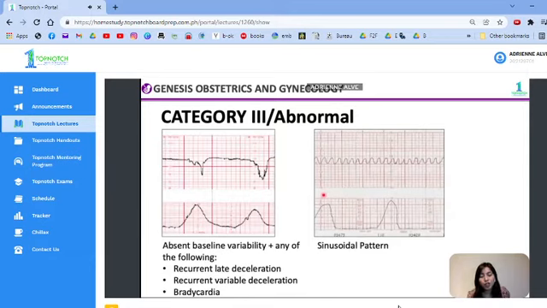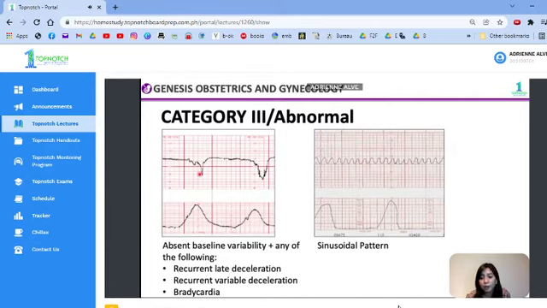Now, another interpretation in your 3-tier classification system is category 3. A category 3 is an abnormal trace. So, what are the criteria for category 3? There are only two: either this or this. Okay? So, let's look at this pattern. A category 3 trace is one with absent variability, meaning you cannot determine or detect fluctuations in the baseline fetal heart rate pattern, with any of the following abnormalities, either recurrent late or recurrent variable decelerations.